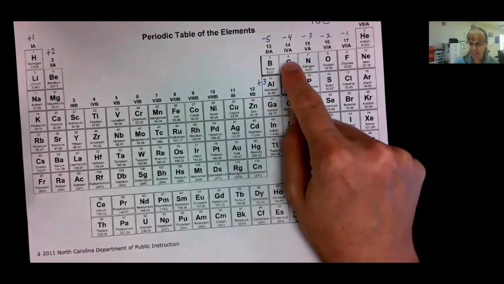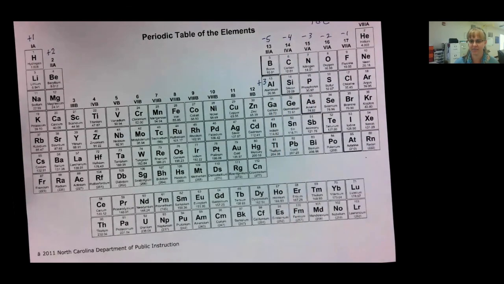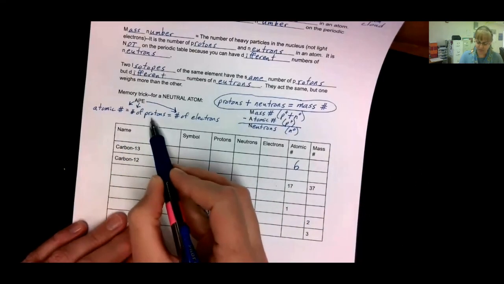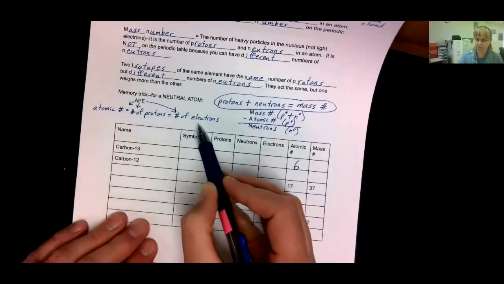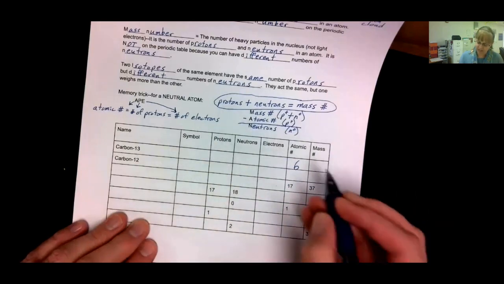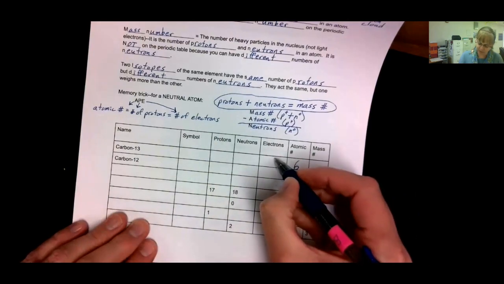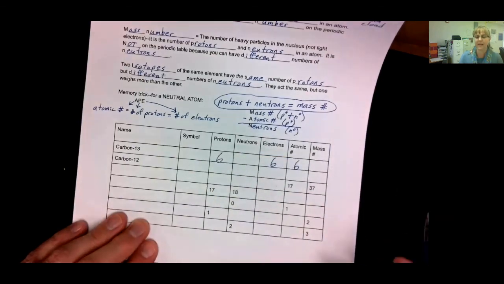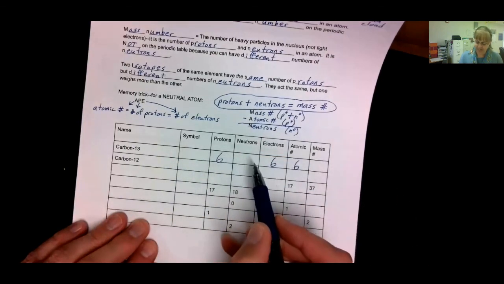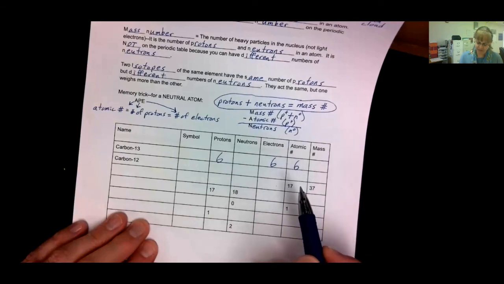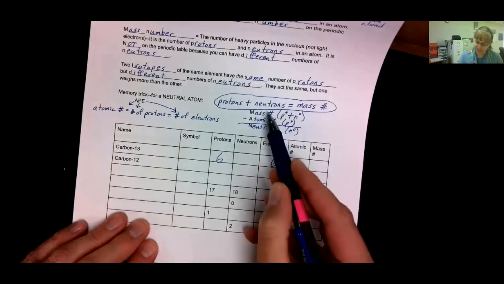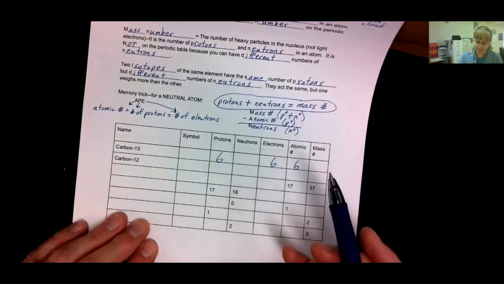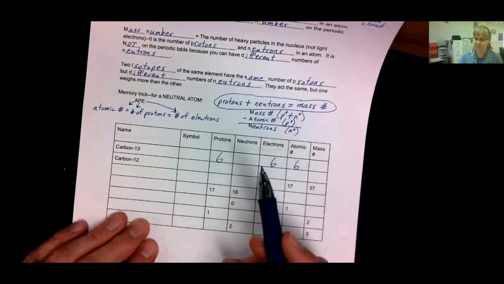Carbon's atomic number is 6. And remember, the atomic number is equal to the number of protons, which is equal to the number of electrons. So if the atomic number is 6, you also have 6 electrons and 6 protons. Next, let's look at the neutrons. If we could take the mass number minus the atomic number, we could get our neutrons, but that's not happening, so we need some more information.